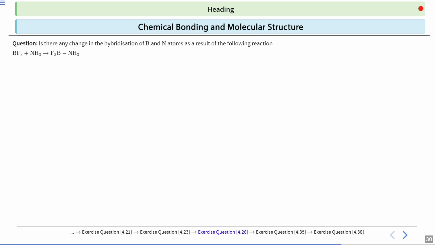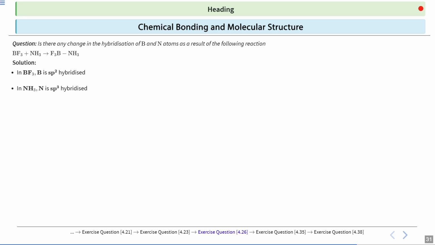Now let us move on to the next question. It's a good one. Is there a change in the hybridization of boron and nitrogen as a result of the following reaction? So in this reaction, what is happening? The boron will be sp2 hybridized in the BF3, and in the ammonia, the nitrogen will be sp3 hybridized. You can try to calculate the steric number and you will get the hybridization as well.